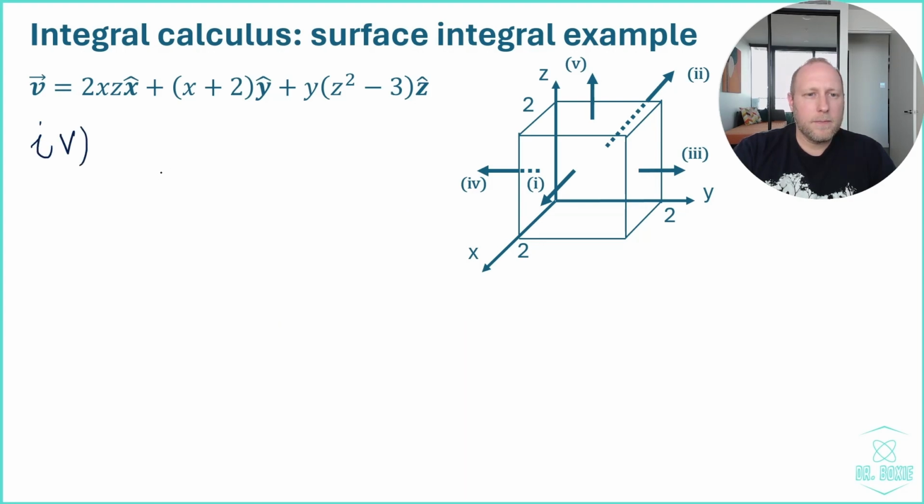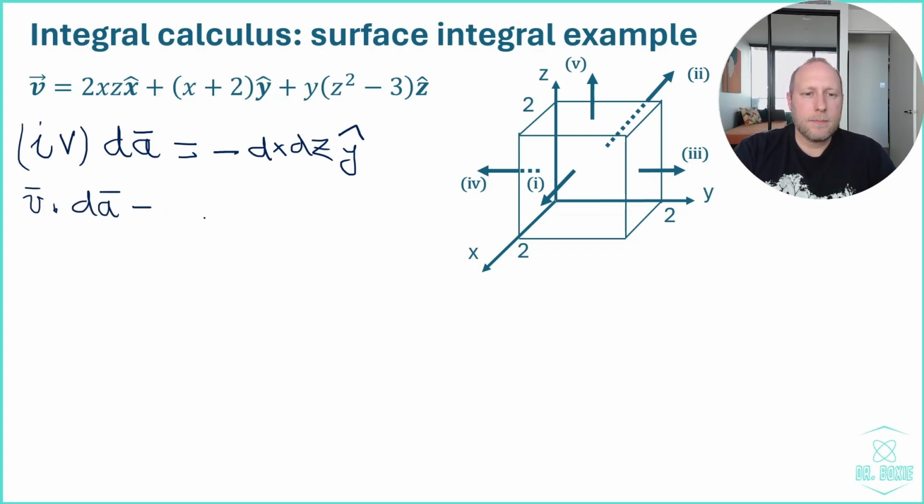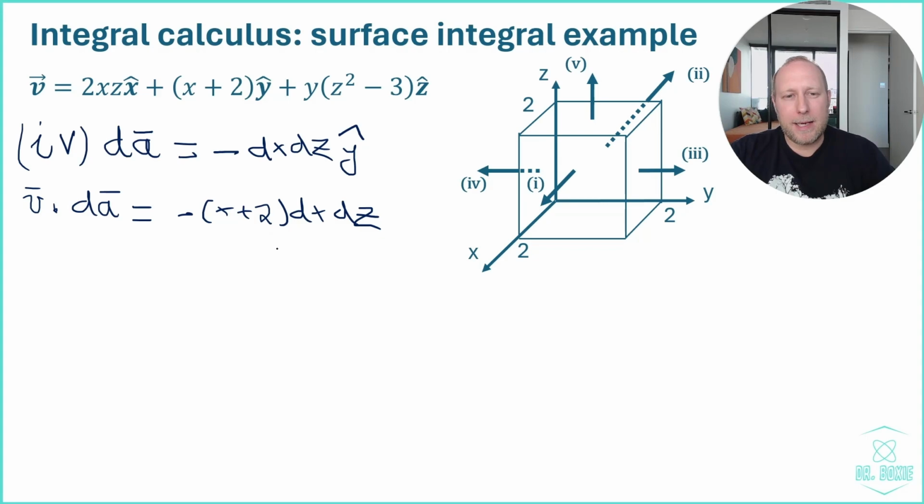Surface number 4, dA is in this case given by minus dx dz y hat. Therefore, v dot dA is minus x plus 2 dx dz. And notice that the expression we find now for v dot dA is the same as the expression we found for face number 3 up to a minus sign.